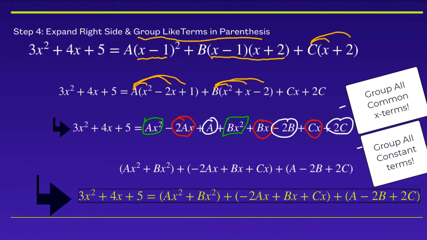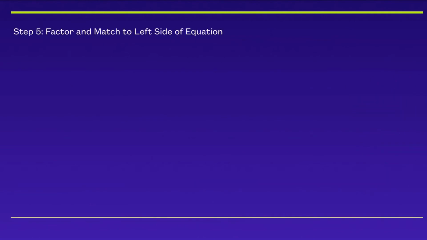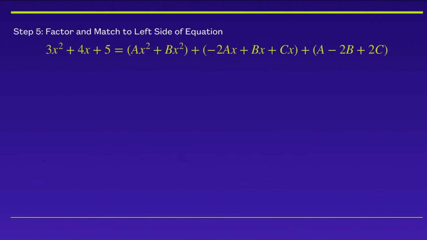We're going to wind up doing some factoring, and then we're going to do some matching. So here's the rest of the steps. Number 5 says factor and match to left side of equation. So here's where we left the last slide. Here's the equation from the last slide.